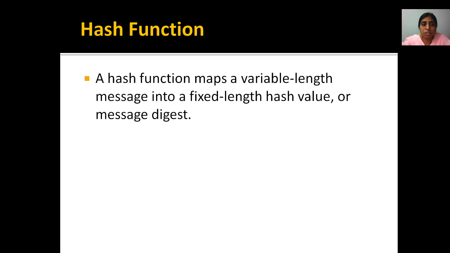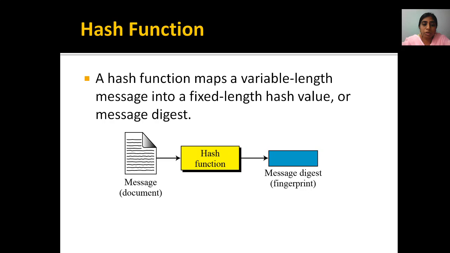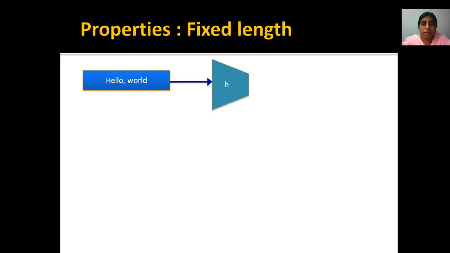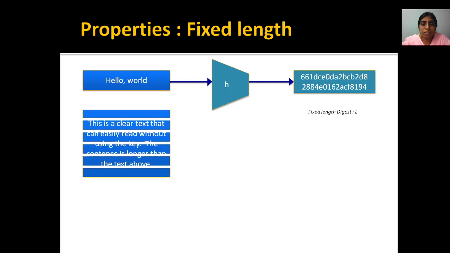A hash function maps a variable-length message into a fixed-length hash value or a message digest. You are giving the message document to a hash function to form the message digest or a fingerprint. The first property is that it should be of fixed length. Whenever you give hello world to the hash, we are going to get a hash code of fixed length L.